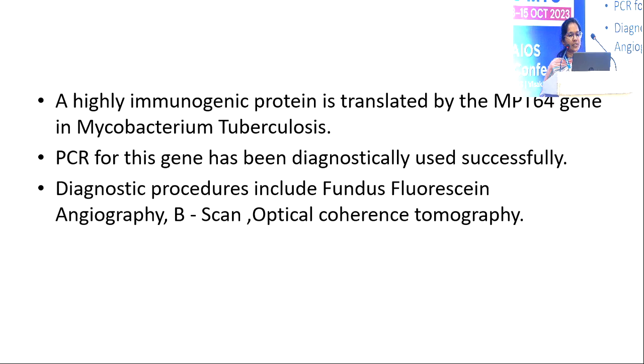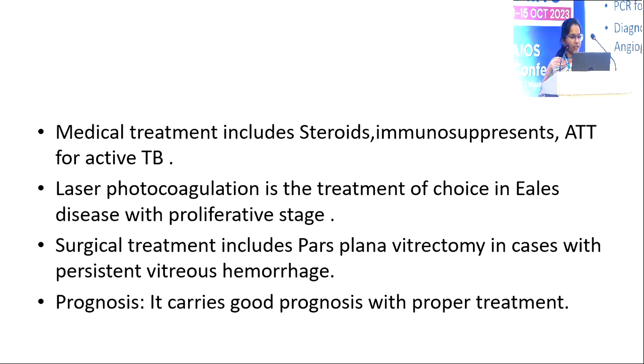A highly immunogenic protein is translated by the MPT64 gene in Mycobacterium tuberculosis. PCR for this gene has been used successfully for diagnosis. Diagnostic procedures include fundus fluorescein angiography, B-scan, and optical coherence tomography. Medical treatment includes steroids, immunosuppressants, and ATT for active TB.